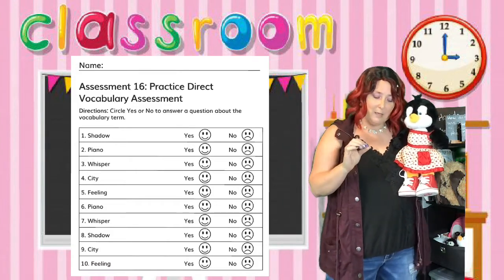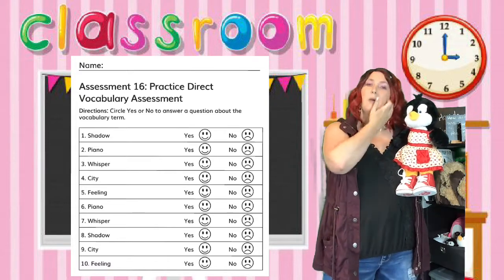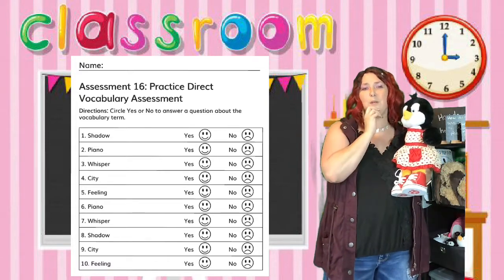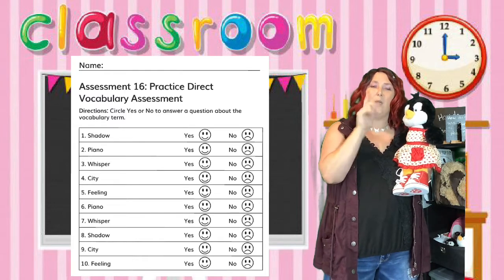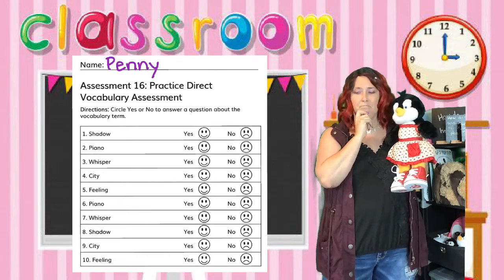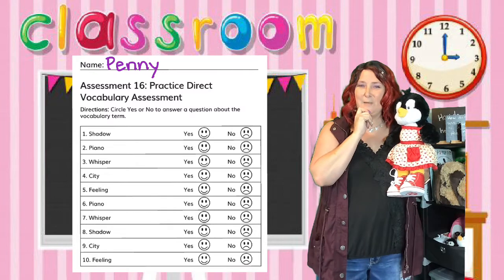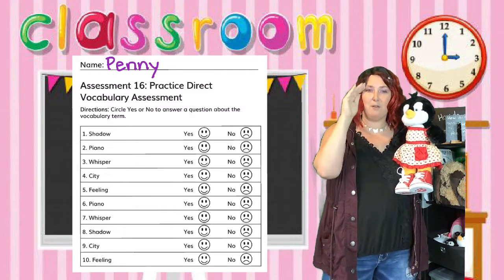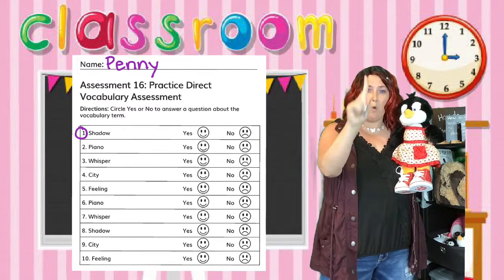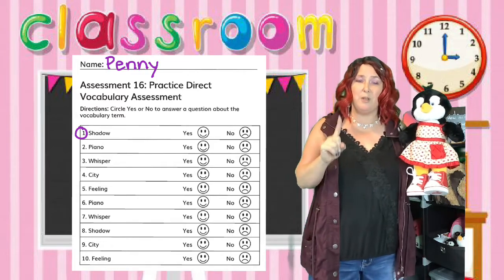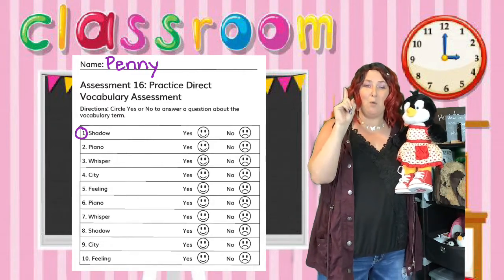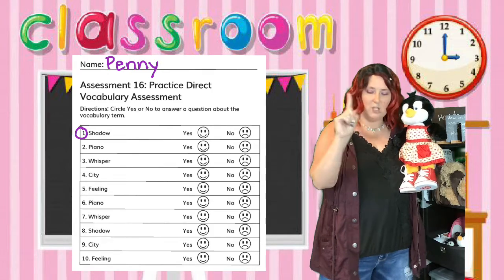Now, what will happen is first thing you've got to put your name at the top, okay? So everybody put your name at the top of your paper where it says name. I'll wait for a minute so you can do that. Perfect. Now you're going to go down a little bit and you're going to see where number 1 is. And we all know our numbers and we know what number 1 looks like, right? So where number 1 is, it says shadow.